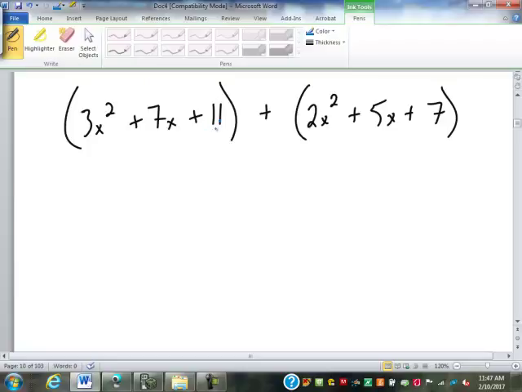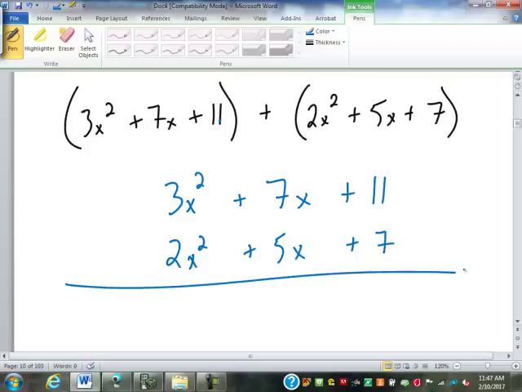So anyway, when we go to add, we'll take our 3x squared plus 7x plus 11. And we're going to line up our second number so that the place values line up. So the 2x squared goes under the 3x squared. The 5x goes under the 7x. And the 7 goes under the 11. And we are now adding down those columns. And we can treat this just like whole numbers.